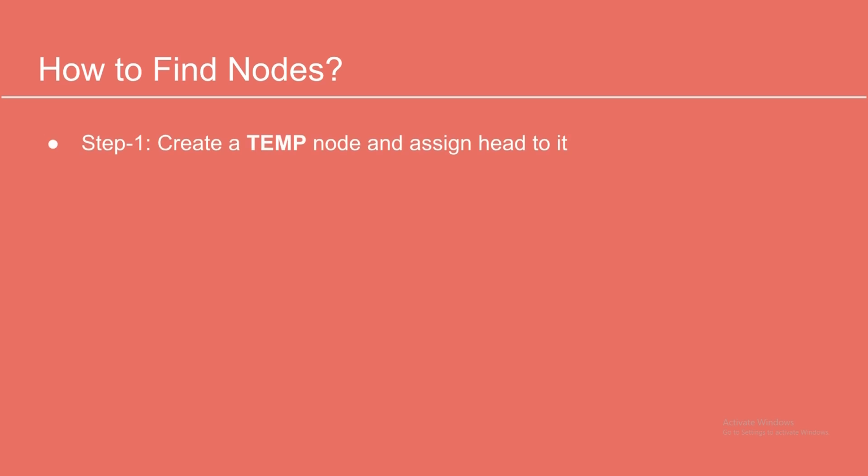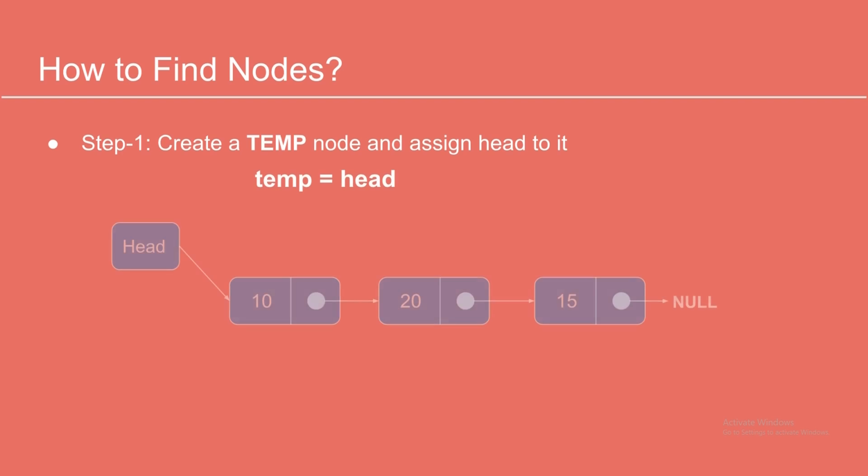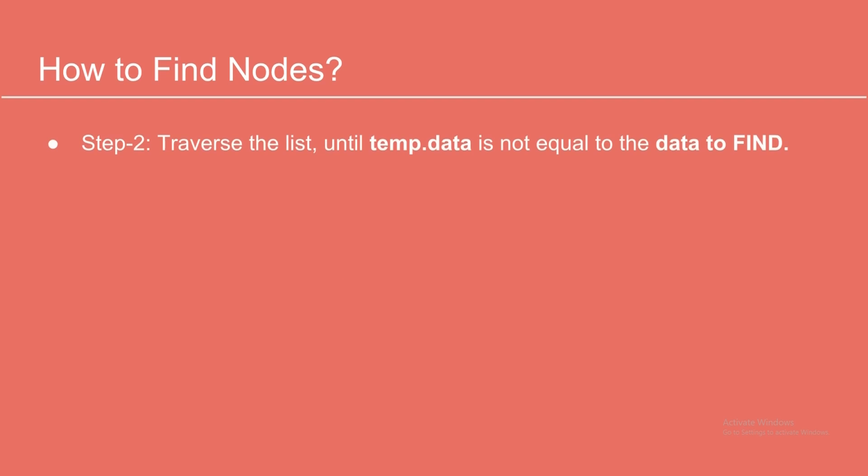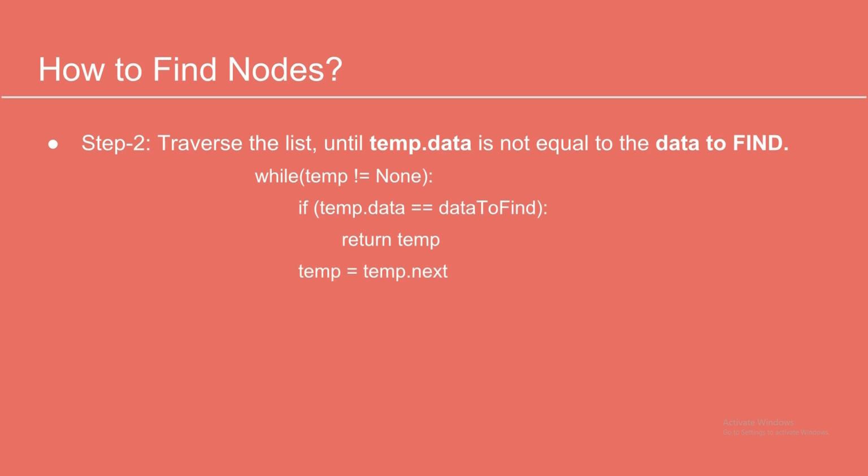The first step is again to create a temporary node and assign head to it. Let's say we are given the following list. Now, both the temporary node and the head are referring to the first node, that is node 10. The next step is to traverse the list node by node and on each node check whether the node's data is equal to the given data that we need to find. While temp is not equal to none, we will compare the data, and if the data is found, then we will return that node, else we will continue the search and move to the next node.